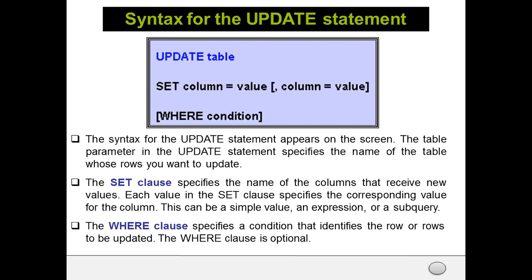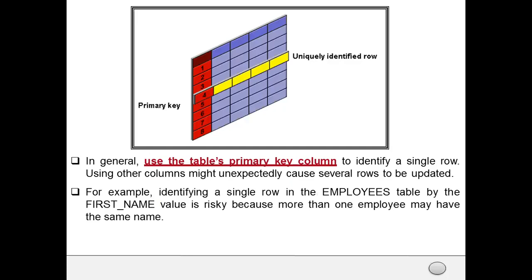The where clause specifies a condition that identifies the row or rows to be updated. The where clause is optional. If you don't provide the where clause, the change gets reflected in the entire table. But if we mention the where clause, only the specified rows get updated. In general, use the table's primary key column to identify a single row. Otherwise, using other columns might unexpectedly cause several rows to be updated.